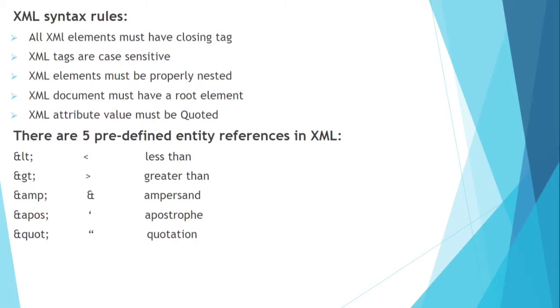XML has some specific syntax rules. All XML elements must have a closing tag. XML tags are case sensitive, which means we cannot make the first letter of the word capital and the remaining smaller, so some uniformity must be followed. XML elements must be properly nested. An XML document must have a root element, which means the header is a must. XML attribute values must be quoted, and there are five predefined entity references in XML: less than, greater than, ampersand, apostrophe, and quotation.